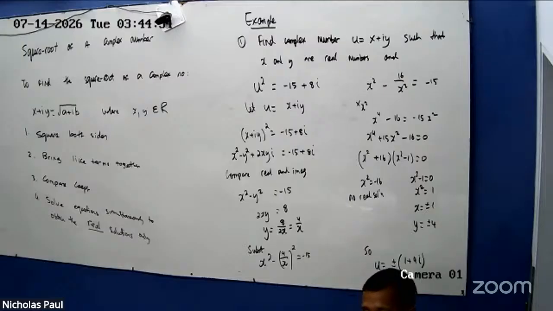Any more questions? Are you okay with that? Next one: find the square root of minus 2i. Find the square root of minus 2i.